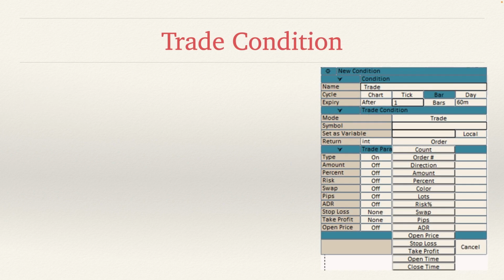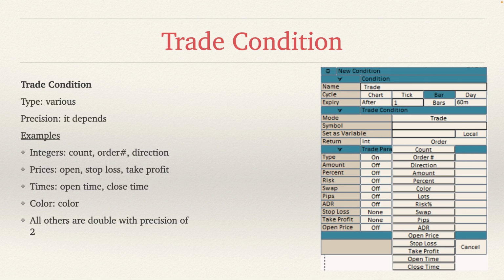The trade condition returns data about trades or positions. You select the data to be returned when it finds matching trades or positions, and the data type of its value depends upon the return field that you select. In the return row of the trade condition dialog, when you select a return value, the data type of that value is also displayed for your reference.